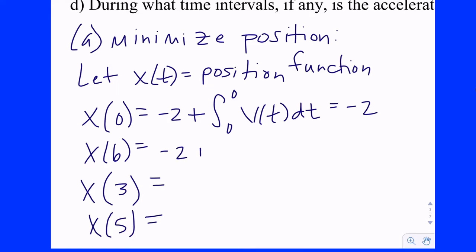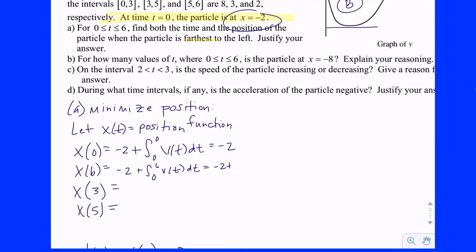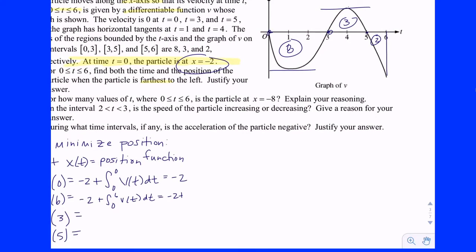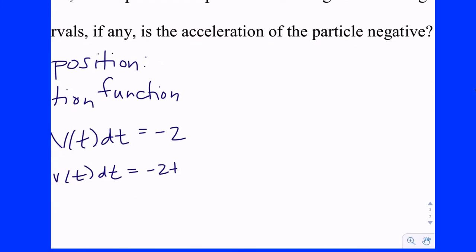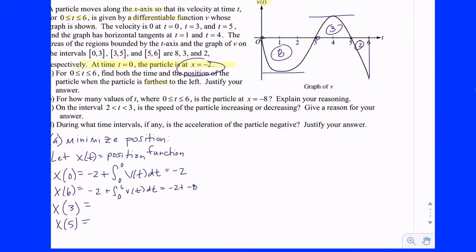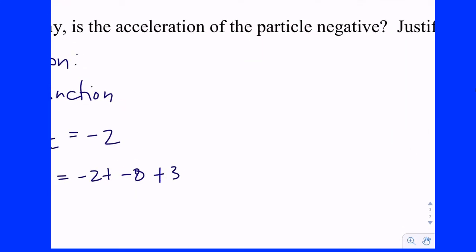X of 6 is going to be negative 2, the integral from 0 to 6. This is going to be a lot of fun now. Negative 2 plus the integral from 0 to 6, this is the net accumulation. So we're going to use the areas now to find the integral from left to right. So everything below is going to be assigned what type of value? Negative, and everything above is positive. So it should be negative 8 plus 3 minus 2. Plus negative 8 plus 3 minus 2.